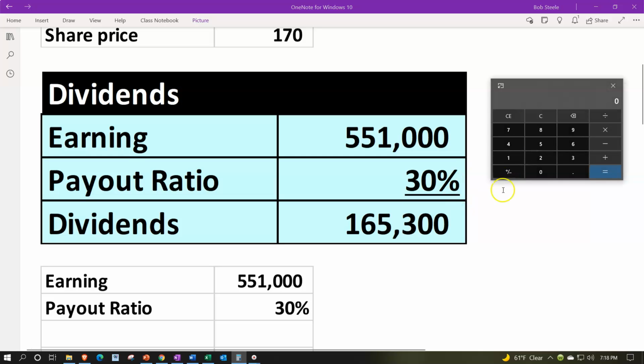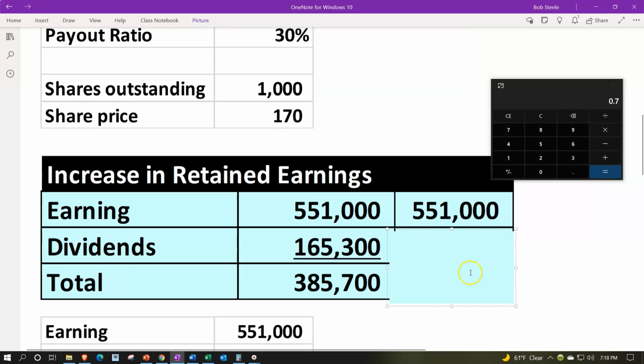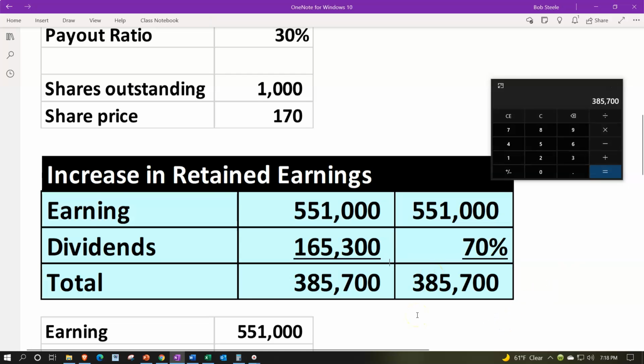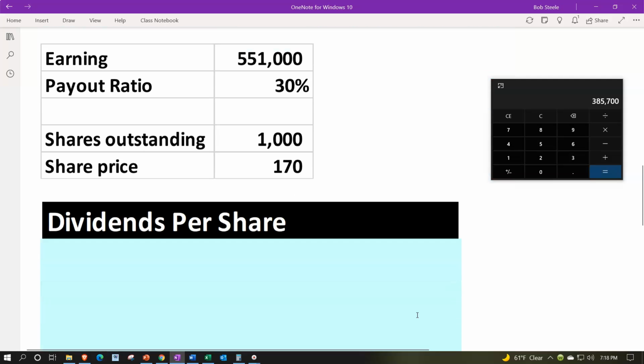So we could say, hey, look, if I have 100% minus 30% that was paid out in dividends, in other words, if of the net income we paid out 30%, that means we retained 1 minus 30%, or 70%. And so the 551,000 of earnings times the 70% would give us also that 385.7. Then we can think about the per share basis.